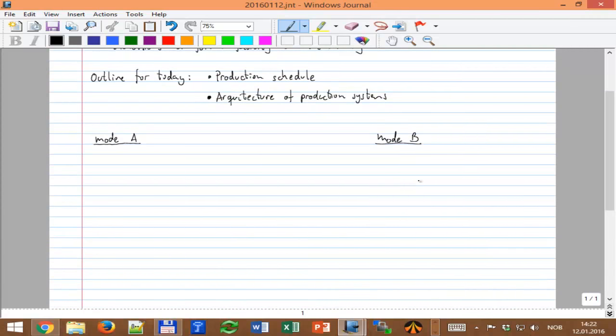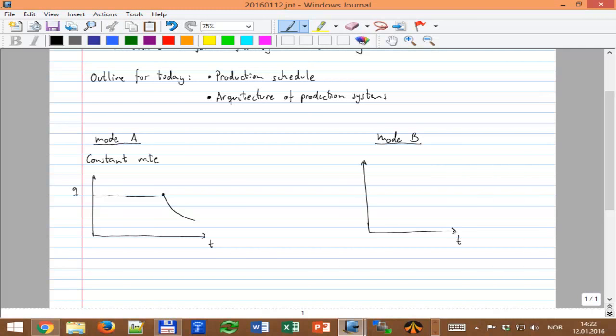Mode A we say is a constant rate mode. And the intuition tells us that even if it says constant rate, it's not like we can keep the same rate with time forever. There will be a point where the rate has to be decreased. Mode B is where we produce as much as possible, as early as possible, and the decline just goes like that.